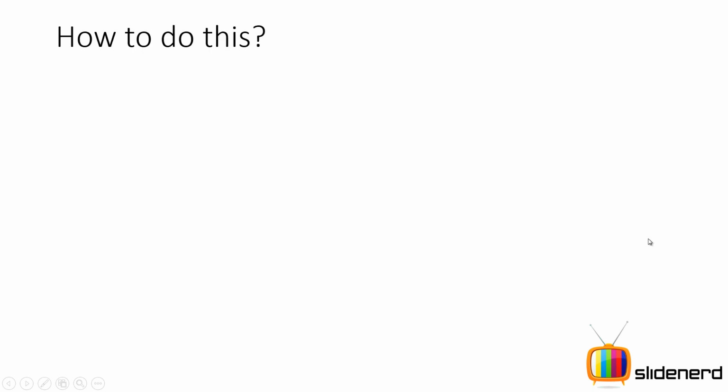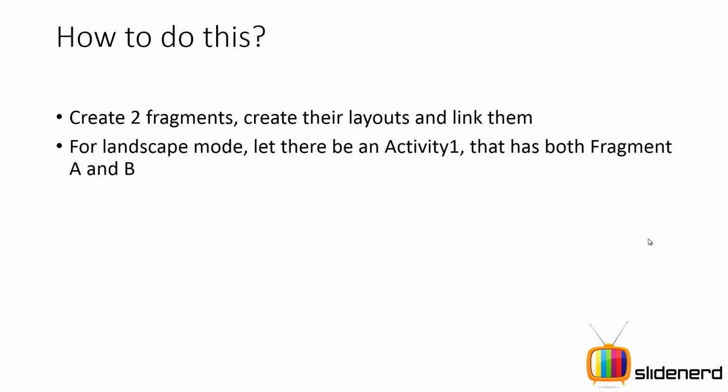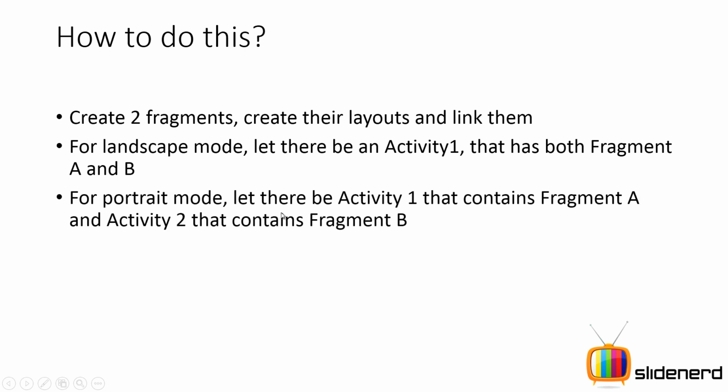So how to do this? Again, very simple. Create two fragments, create their layouts, link them. For the landscape mode, let there be an activity 1 that has both fragment A and B. For the portrait mode, let there be an activity 1 that contains fragment A and an activity 2 that contains fragment B. So in the next video, we are going to see how this is done using Android Studio.